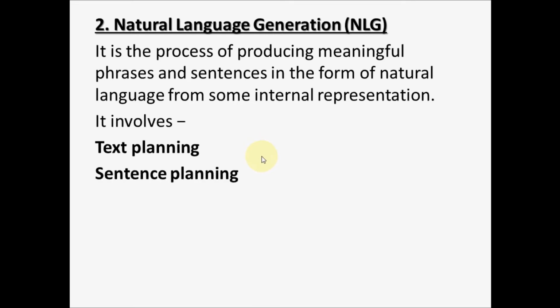Then there is sentence planning. This involves choosing right words, forming meaningful phrases, setting tone of the sentence. Okay, so this is the second thing in natural language generation. And third, text realization. It is mapping of a sentence plan into the sentence structure. Okay, so text realization is mapping of the sentence plan into sentence structure. So this is natural language generation process.